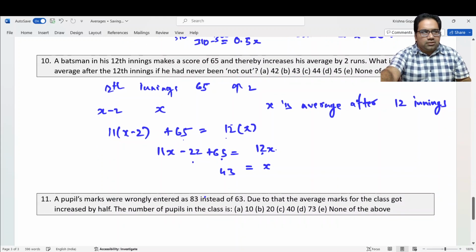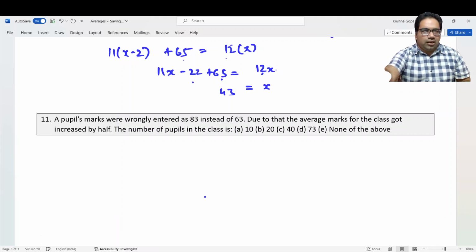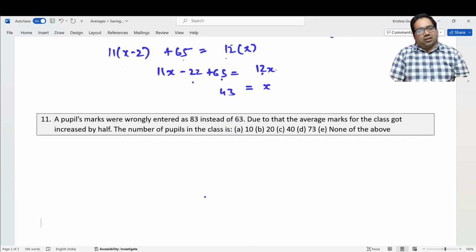These are all previous problems that have come up in previous year questions, be it SBI PO, IBPS, SSC, RBI, RRB, whatever. All these questions are taken from those previous year question papers only.